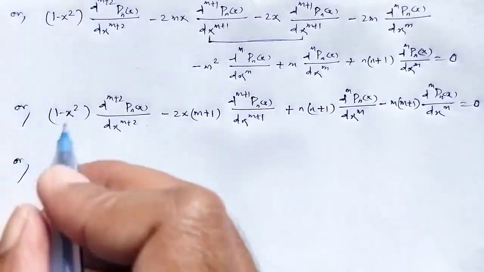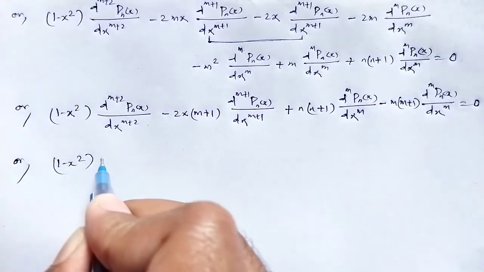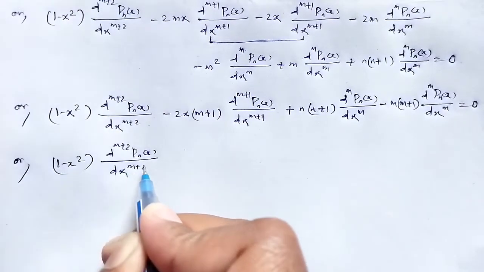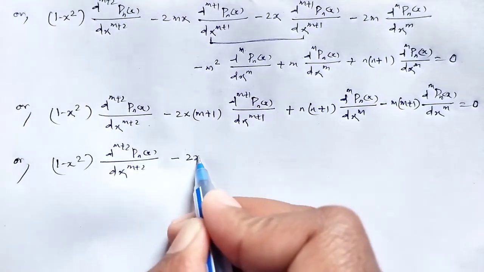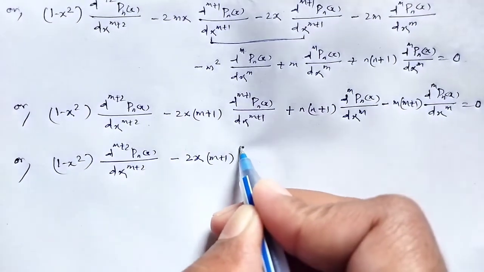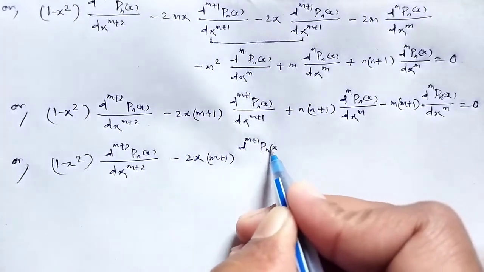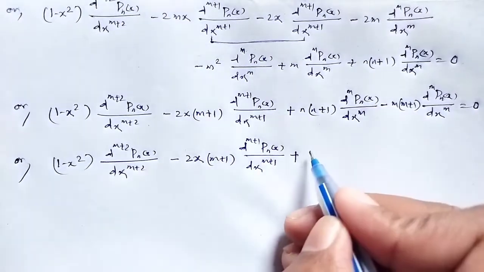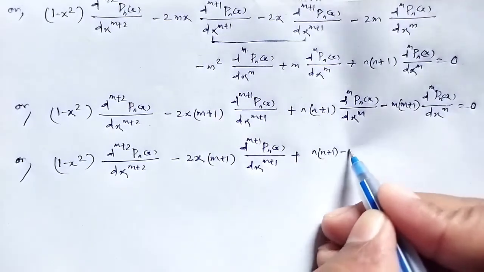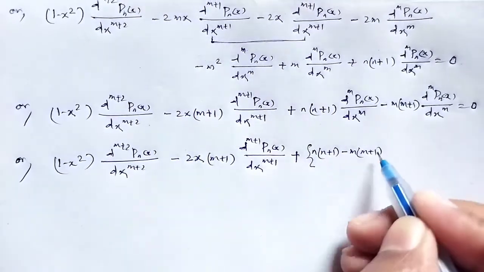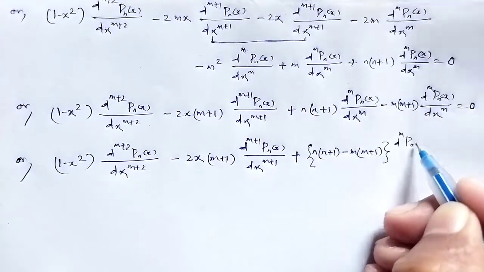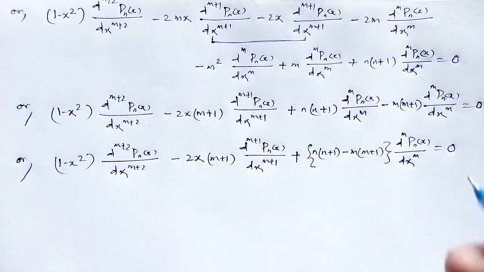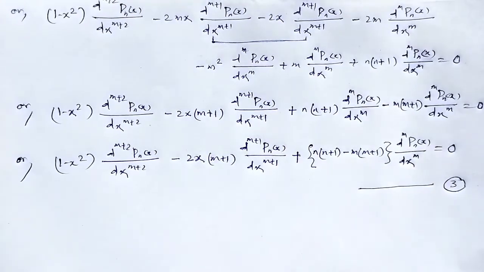Or (1 − x²) d^(m+2) Pn(x)/dx^(m+2) − 2x(m + 1) d^(m+1) Pn(x)/dx^(m+1) + that is n(n + 1) − m(m + 1) of d^m Pn(x)/dx^m is equal to 0. Let me take it as equation number 3.